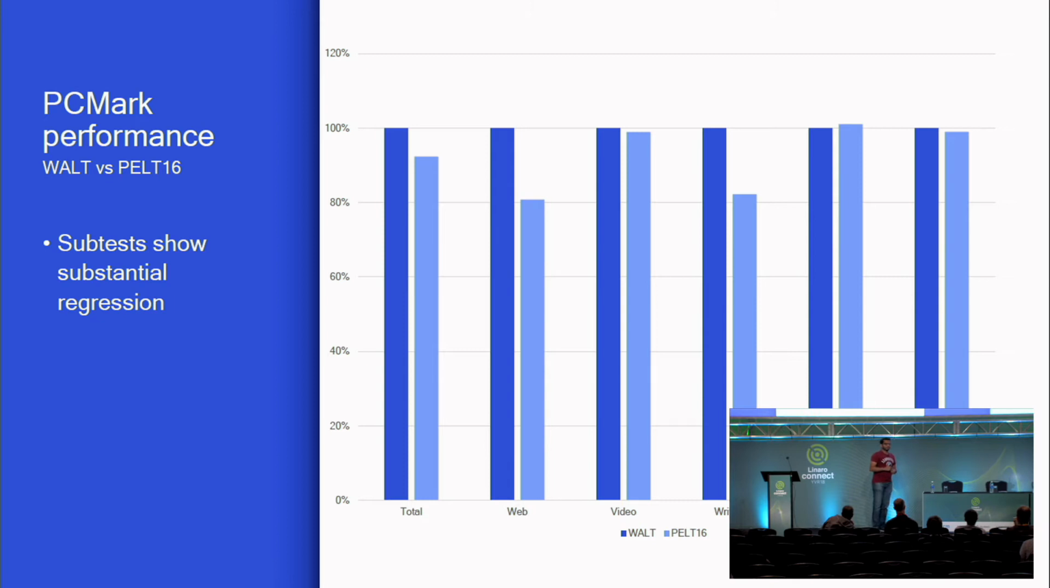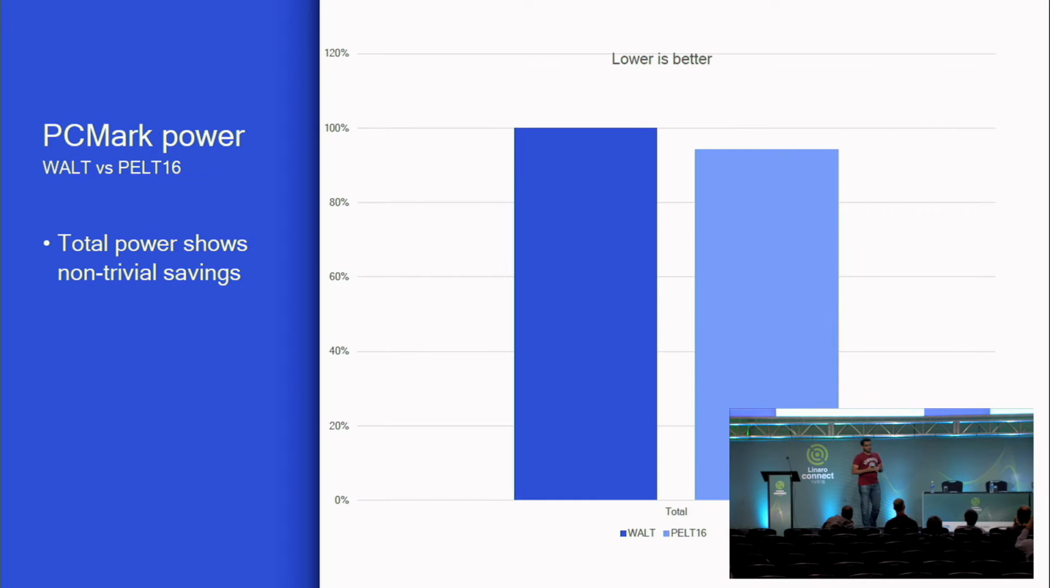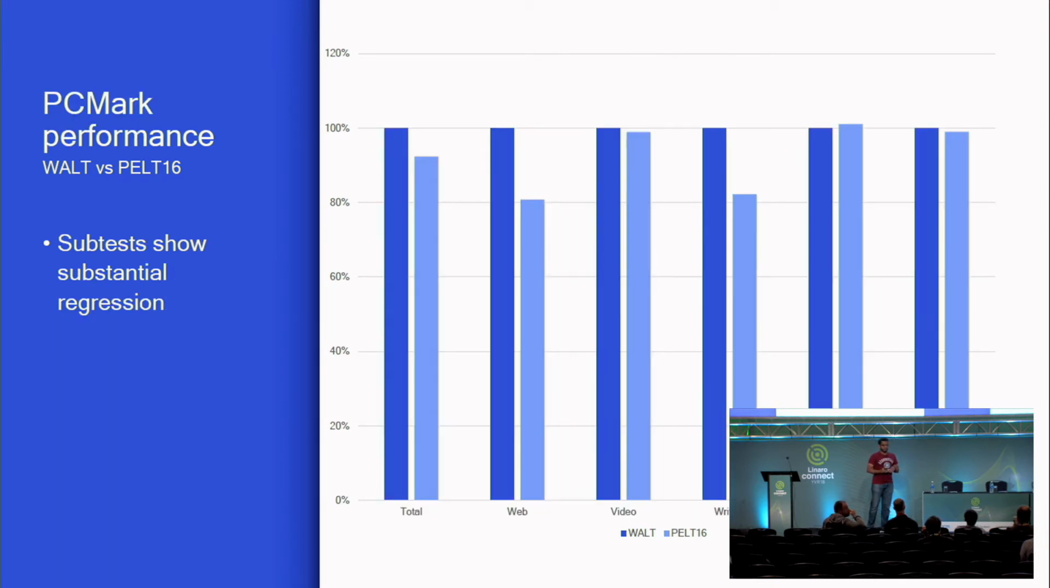Moving on to PCMark, that's where you start seeing substantial regression with PELT 16. In PCMark, two subtests have about 20% regression, the web and writing. The other subtests are on par with WALT. And if you look at power, the power for PELT 16 is better. This is not surprising: for lower performance, you can get away with lower power. Seems reasonable, but we still want to achieve the performance of WALT on PCMark.